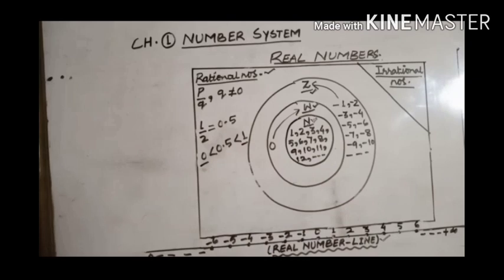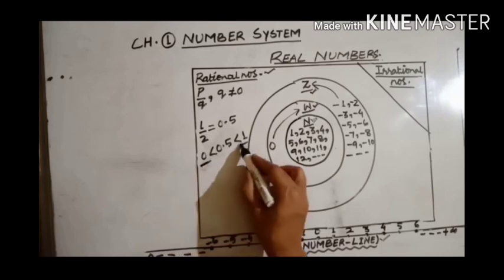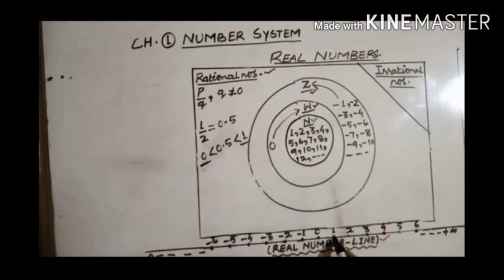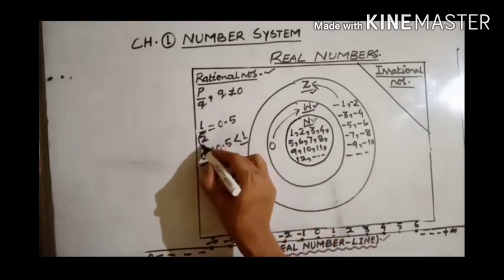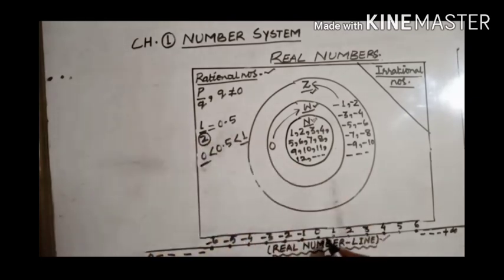So in order to locate this rational number, we divide the difference between 0 and 1 into two equal parts. For that purpose, we locate a point just in the middle of 0 and 1. And this is the required position where the rational number 1 upon 2 gets located.